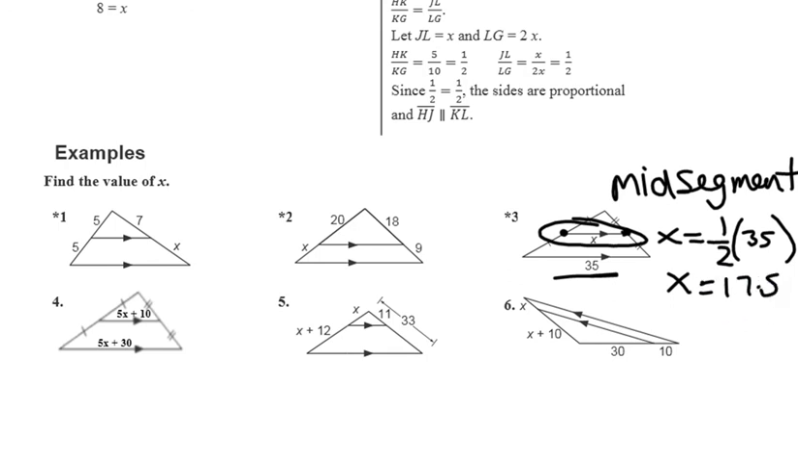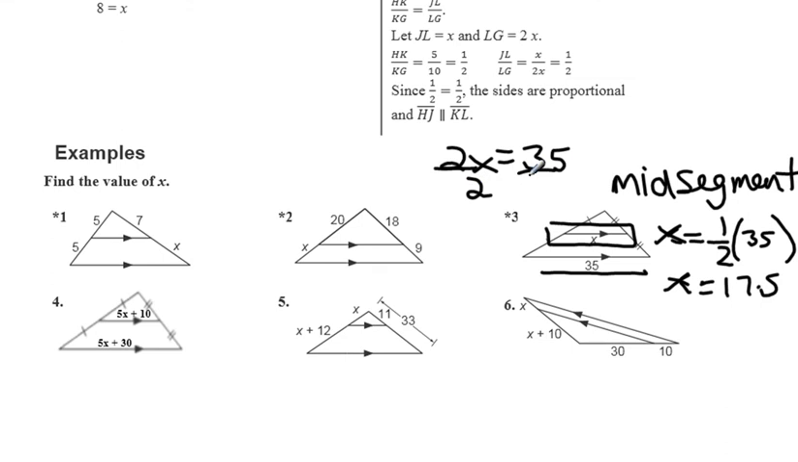The other way you can do it, if you don't like dealing with fractions, is you can say that since this is half of the base, two midsegments, two x's, make up the base, 35. So then you're just left to divide by 2 on both sides, which is exactly what we did here, and you get x is 17.5 either way.